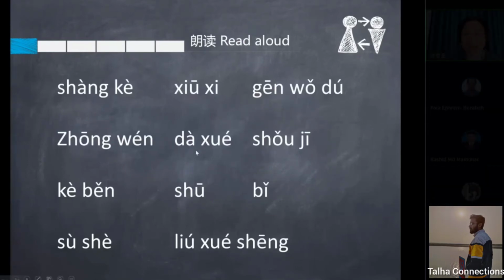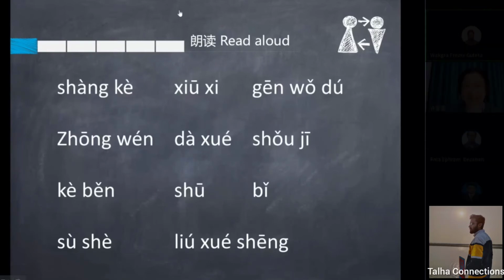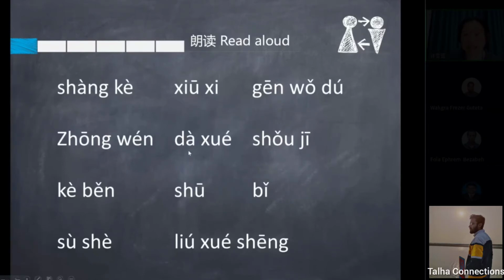大学，大学. 大学 means university. 大学, university.